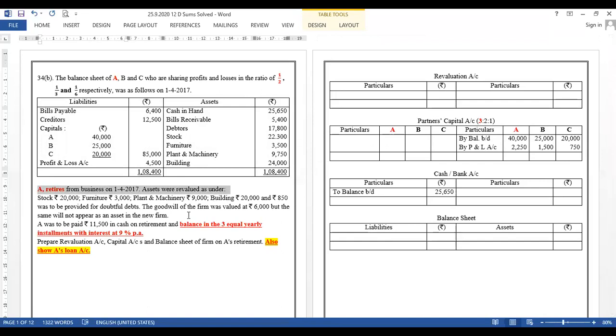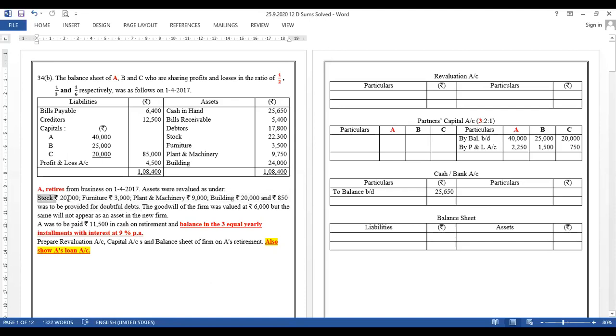Assets were revalued as under: stock, furniture, plant and machinery, building. So these are all the things for which revaluation is given to us. Let us take it one by one. Generally, we are given the increase and the decrease, right? But over here the revaluation is given. Now because the revaluation is given, we need to find the profit or loss.